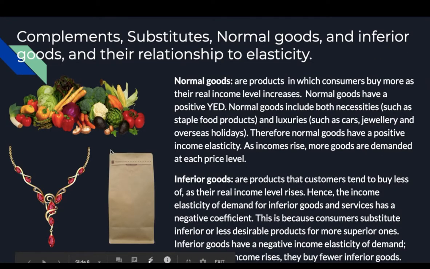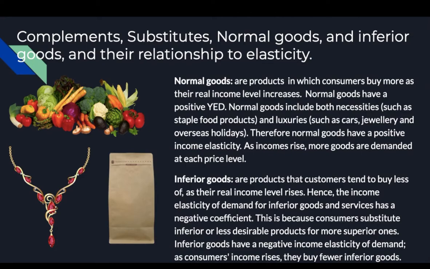So now I'll be going through complements, substitutes, normal goods, and inferior goods, and their relationship to elasticity. Normal goods are products that consumers buy more of as their real income level increases. Normal goods have a positive YED. Normal goods include both necessities, which are food products or staples, and luxuries, such as cars, jewelry, and overseas holidays. Therefore, normal goods have a positive income elasticity. As income rises, more goods are demanded at each price level.